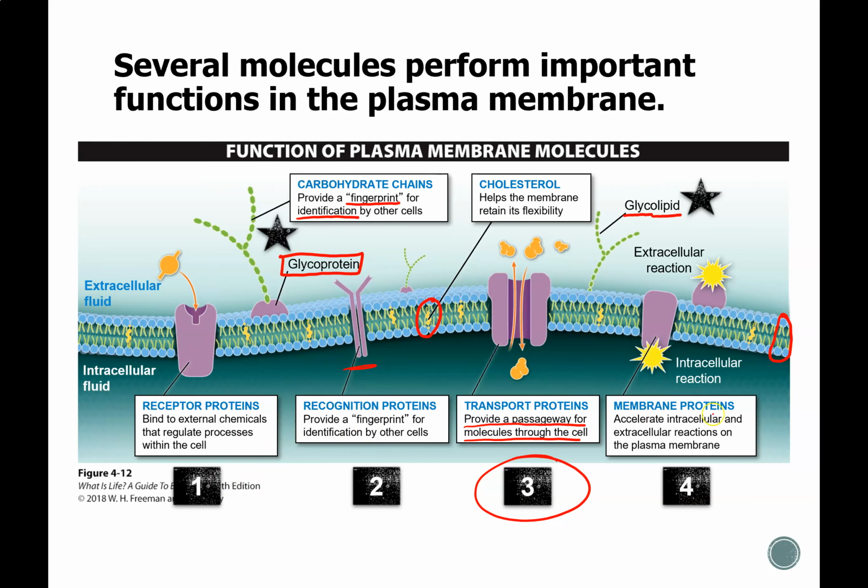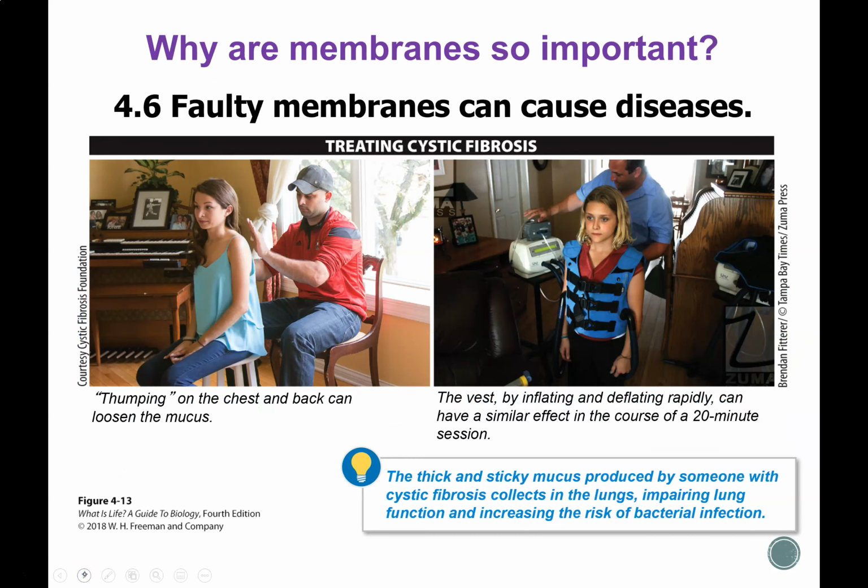And then we also have membrane proteins. These guys are proteins that help to facilitate chemical reactions in our cells. We're not going to focus on those too much either. But we are going to focus on these transport proteins. We'll get to those in a minute. But let's first talk about why membranes are so important.